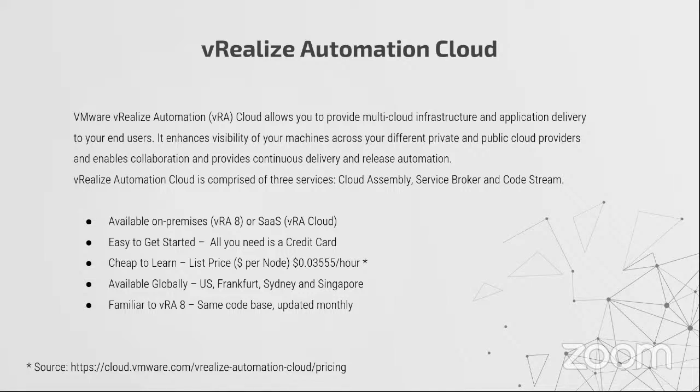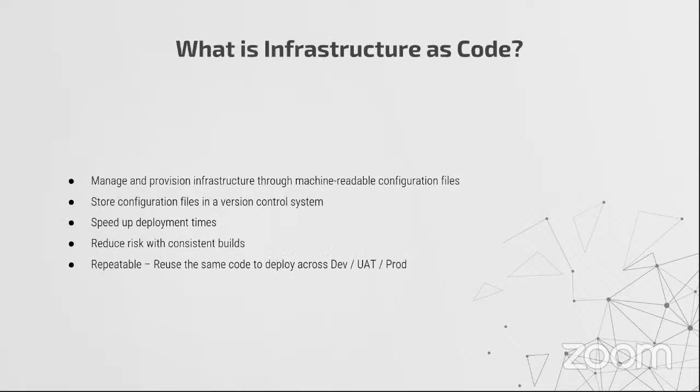And the best part is it's super easy to get started. All you need is your credit card. It's really cheap to learn. The list price is something like 3 US cents per hour. It's available globally. And if you're already familiar with VRA 8, if your organization already runs it, the cloud version is the exact same code base, and it's actually updated more frequently as well. So nice and easy to get started.